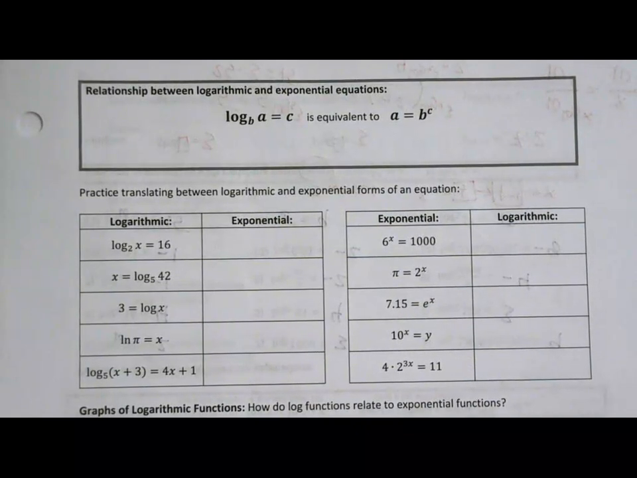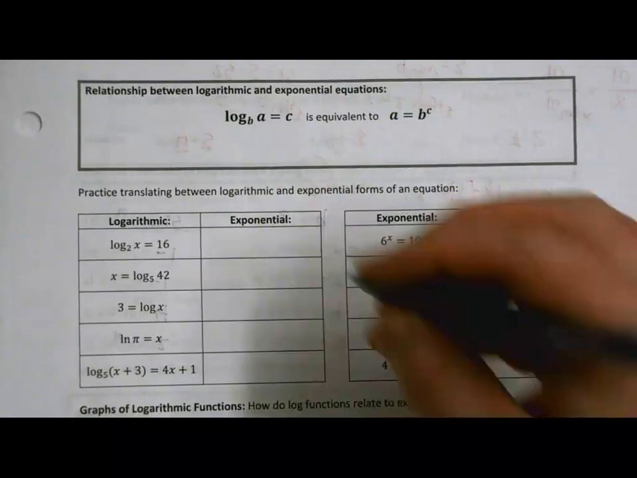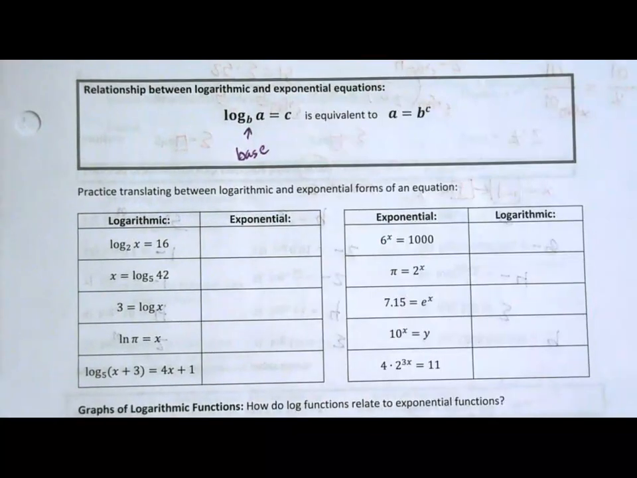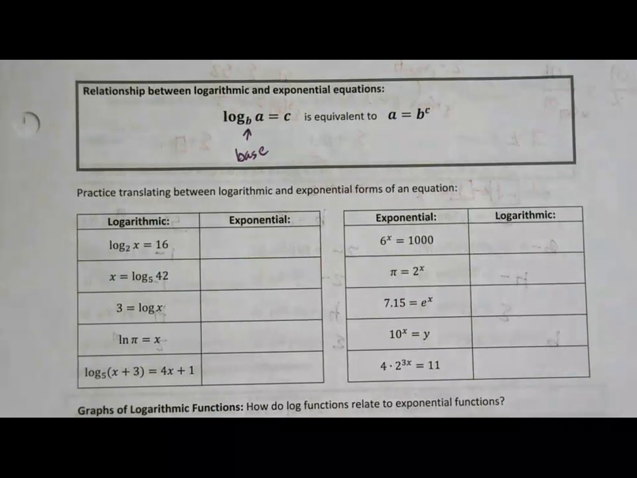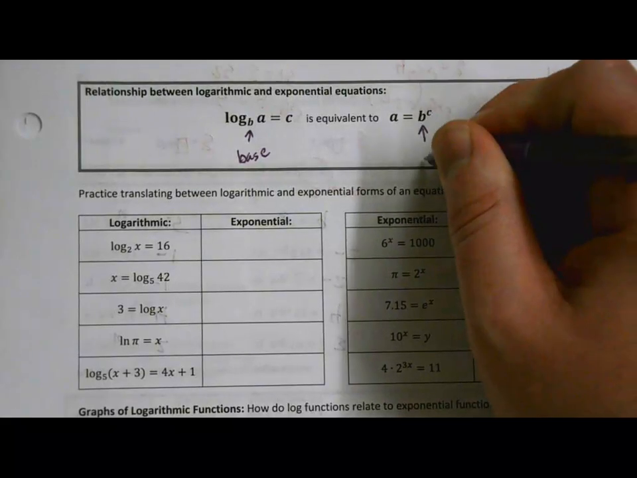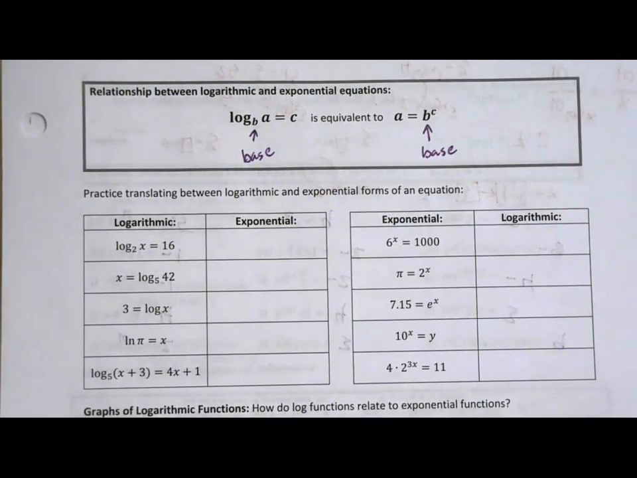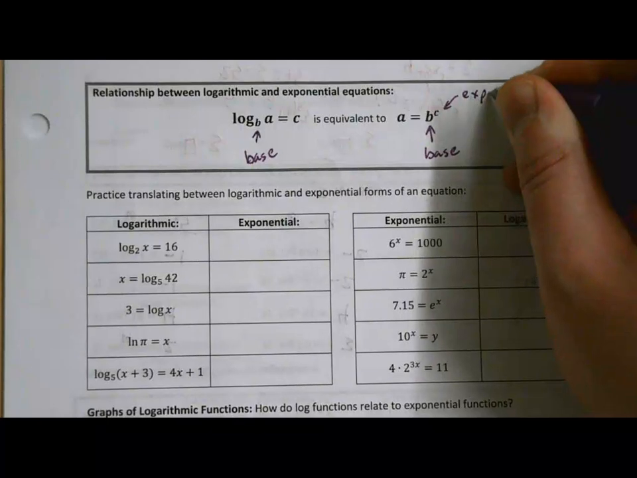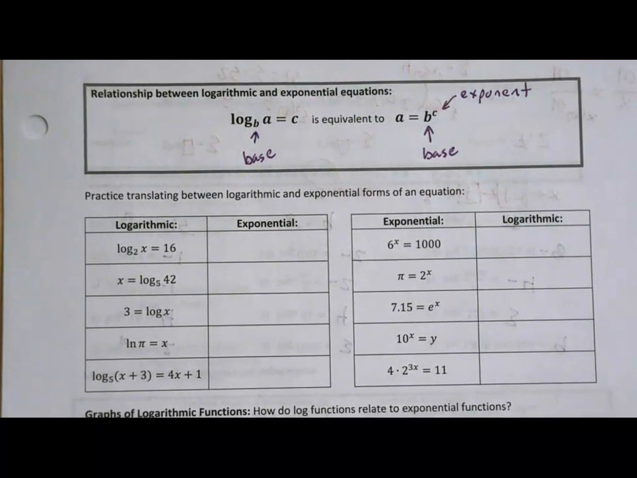So here's how I remember how everything works, okay? The way I remember it is that both of these have a base. You guys know how to spot the base on a log, right? It's the little number that's underneath it. And you also know how to spot the base on an exponential. So they both have a base. Whatever the base on your log is going to become your base on your exponential. And then the other thing I remember is that they both have an exponent. Now this exponent is going to be easy for you guys to spot. You've been messing around with exponents for a lot of years now.